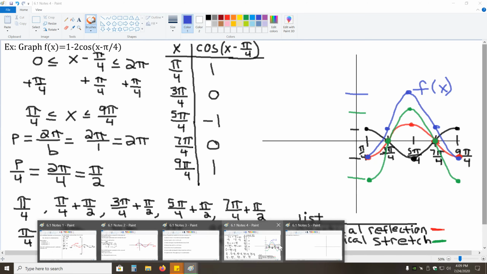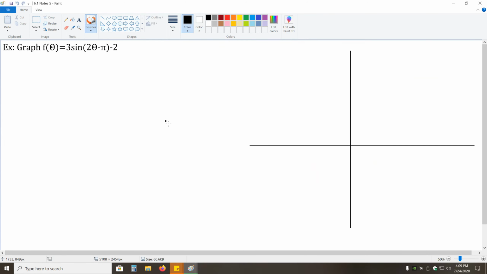All right, so to finish this up from here, we have a final problem. We want to graph f of theta equals 3 sine of 2 theta minus pi, all minus 2. I know this will be intimidating, but I want you to take a moment, pause the video, try to get as far as you can through this problem on your own, and then resume the video and we'll try it together.